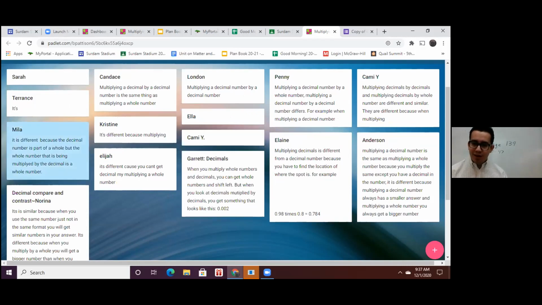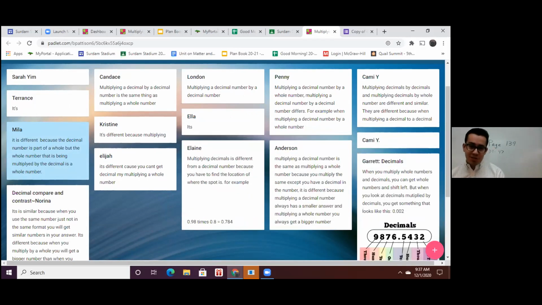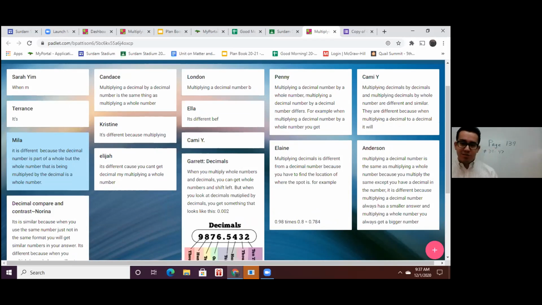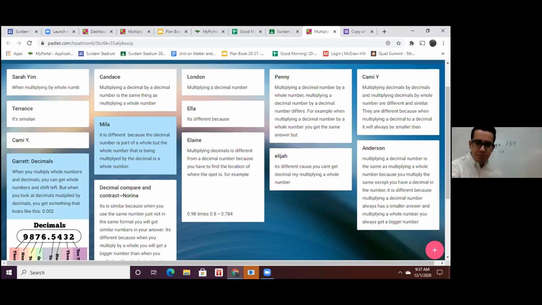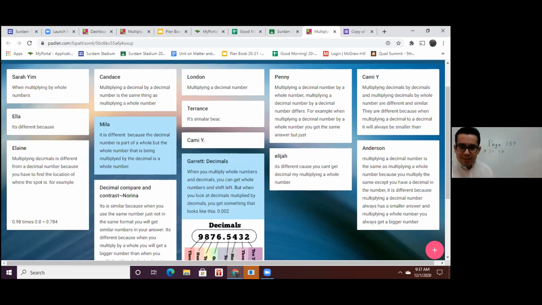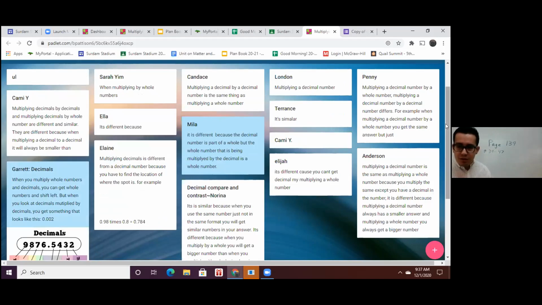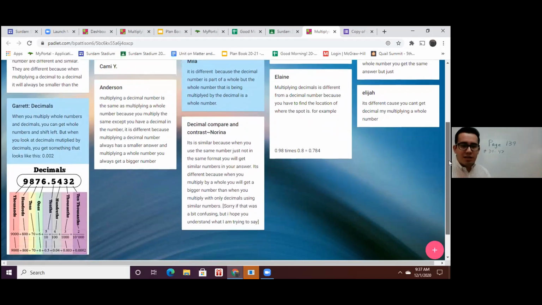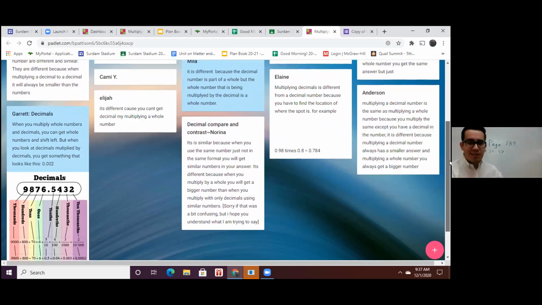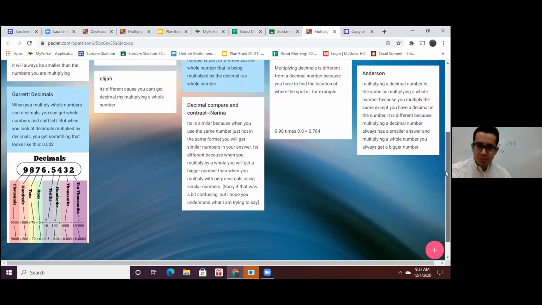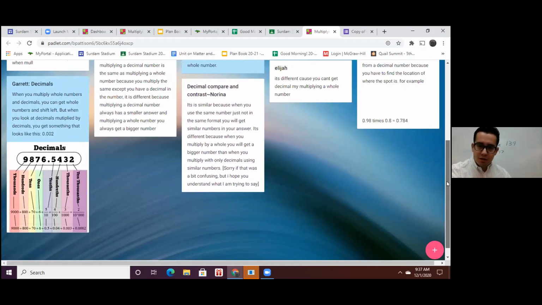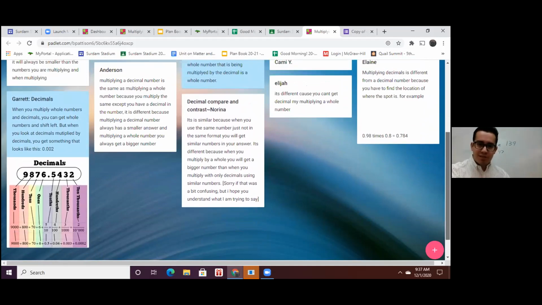Yeah, you guys are right on it. Multiplying a decimal number by a whole number, multiplying a decimal number by a decimal number differs, right? I think she's still writing it, but I think she's saying that by a whole number, probably staying the same. Oh, I see Garrett. Garrett included a picture in his, and he has the place values. Awesome job, Garrett. Yeah, we get what you're trying to say, Narita. Good.